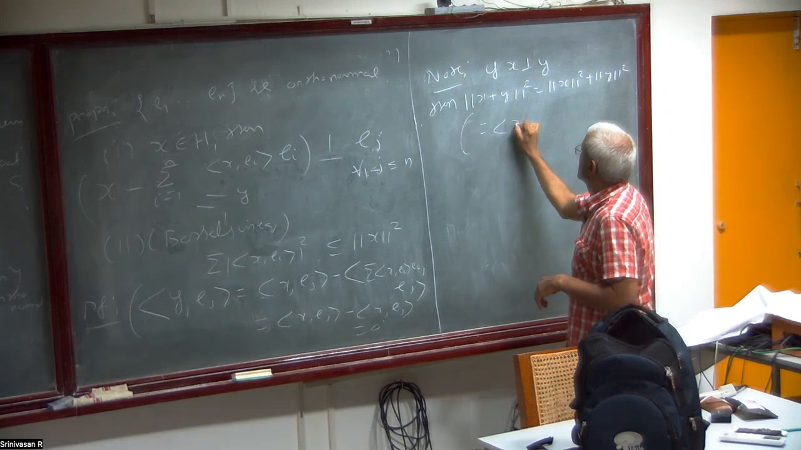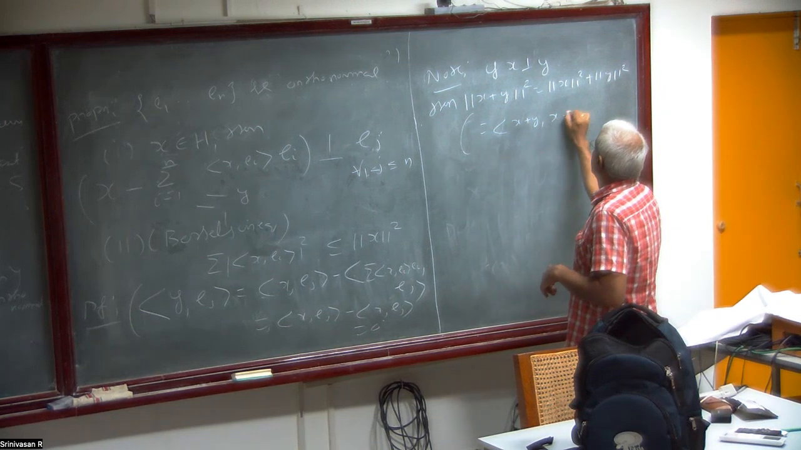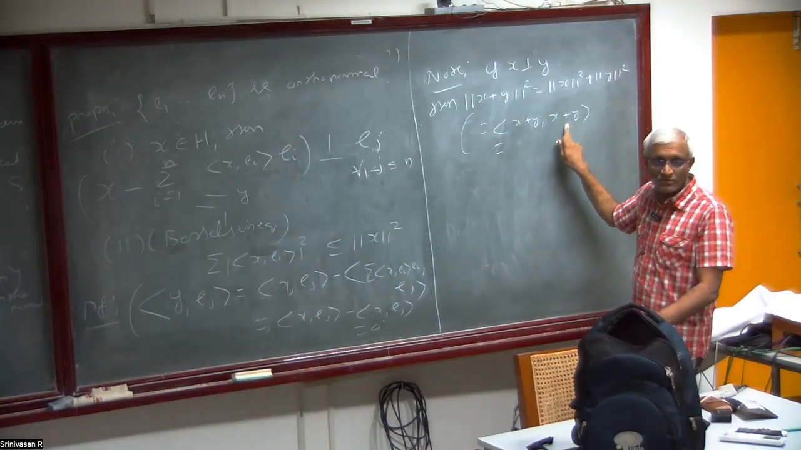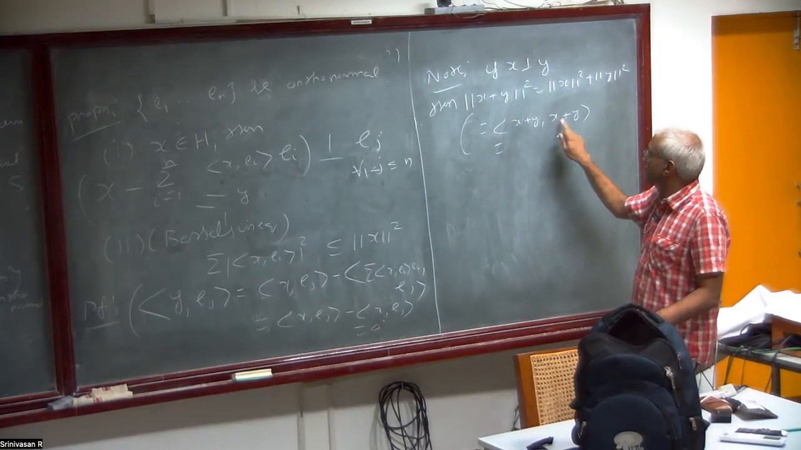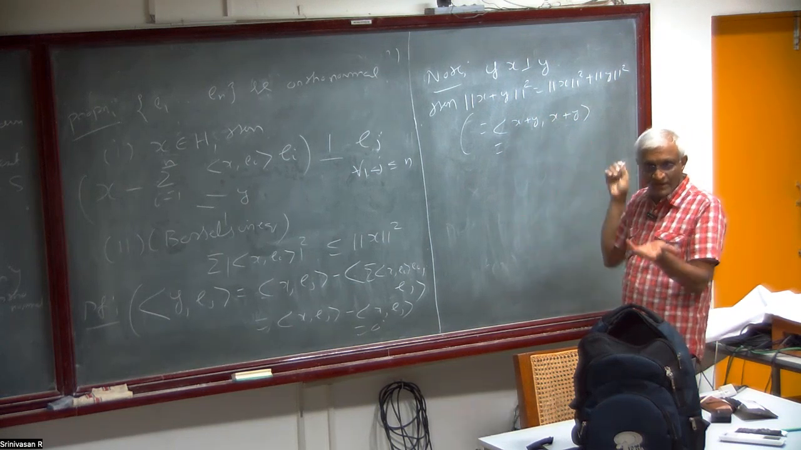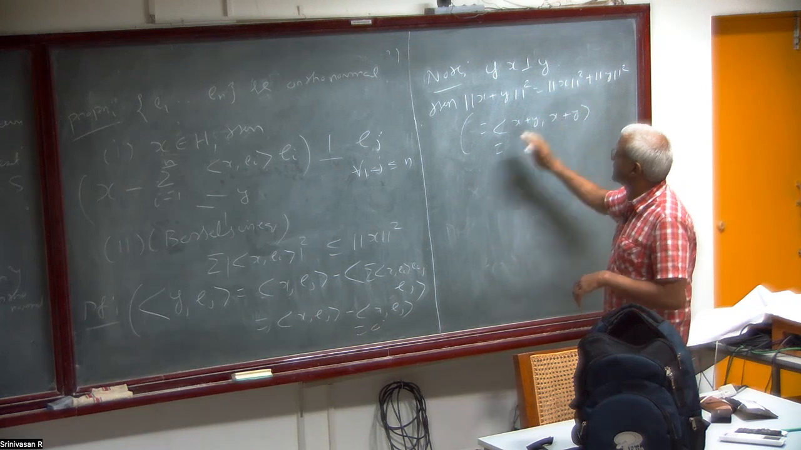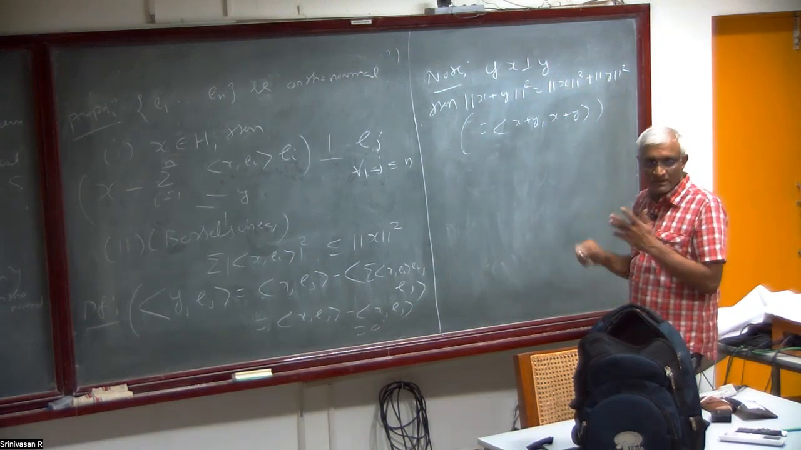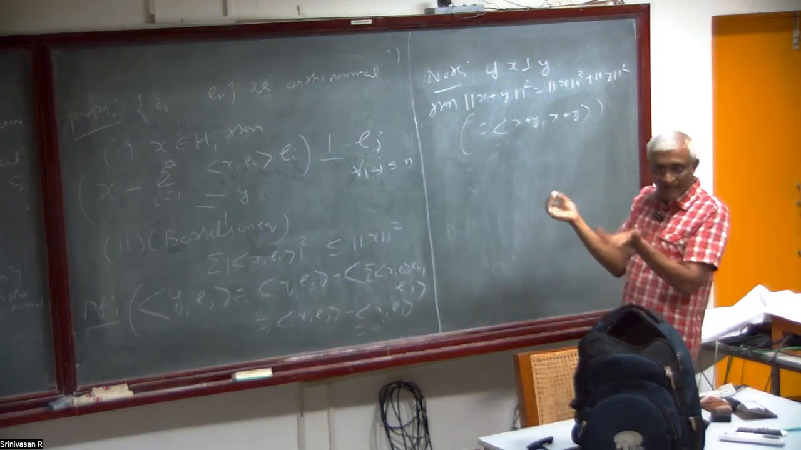This is equal to x plus y, x plus y. Okay, this is equal to x plus y, x plus y. If you take the inner product, you get x squared, y squared, and the other terms will be 0. So this is equal to that, right? So if x is orthogonal to y, this is true. And this is true by induction.